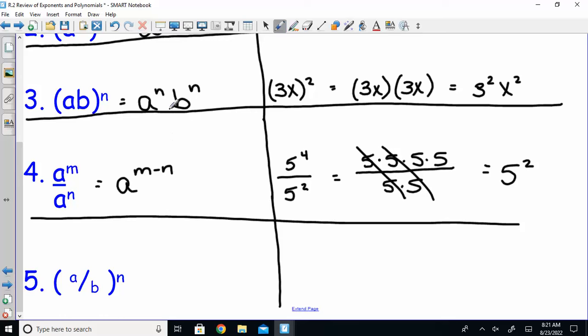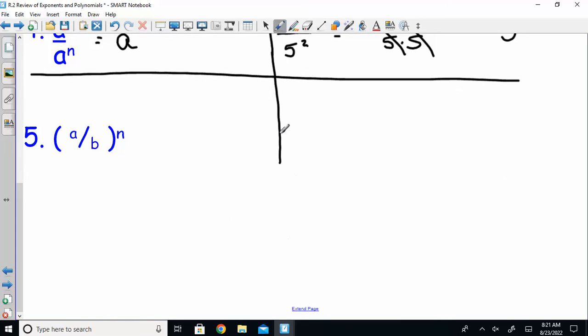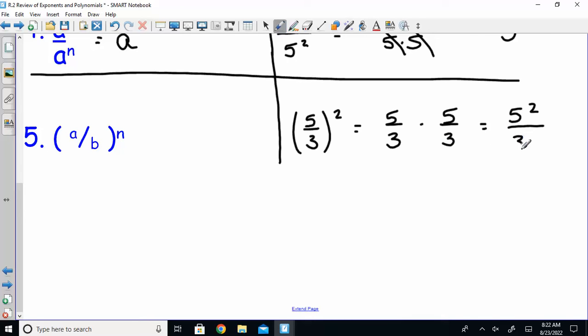Rule number 5 is really like the third one. When things are multiplied, we can distribute that exponent. The same is true if they're dividing. If I said like 5/3 squared, that means you have it twice. So you end up with 2 5s on top and 2 3s on the bottom. So when we are dividing, we can also distribute those exponents.